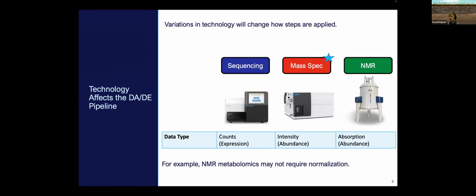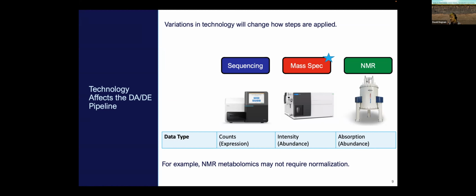As we move on, this is an example of where technology has an effect on what you do statistically for differential expression or differential abundance. Sequencing, as I mentioned, that expression is actual count data that you can get. With mass spec, we're talking about intensity abundances, which are much larger values and can vary a lot between instruments, between runs, between each of your samples. And so you really do need to normalize these abundances so that we account for that natural variation that occurs between each of the instruments and each of the samples.